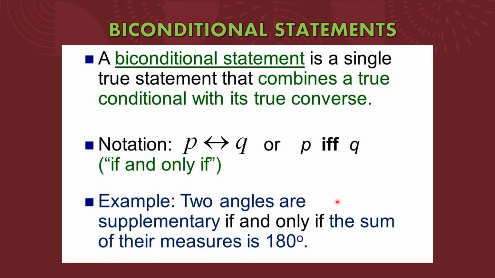For example, 2 angles are supplementary if and only if the sum of their measures is 180 degrees. Again, I want to emphasize that before we can write a biconditional statement, it should meet 2 requirements. That's why it's two conditions. So if both the conditional statement and the converse statement are true, then we can write a biconditional statement. So we can write a biconditional statement if and only if the conditional statement and the converse statement are both true.